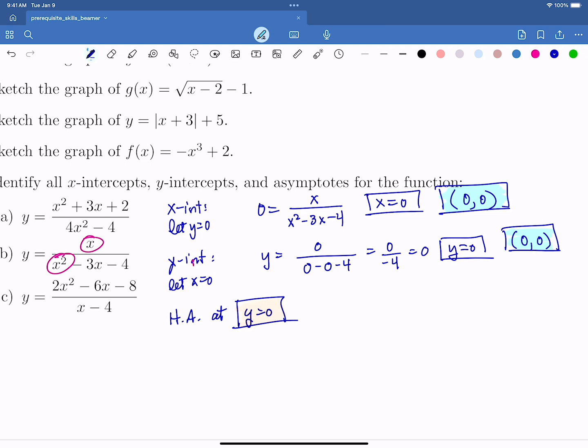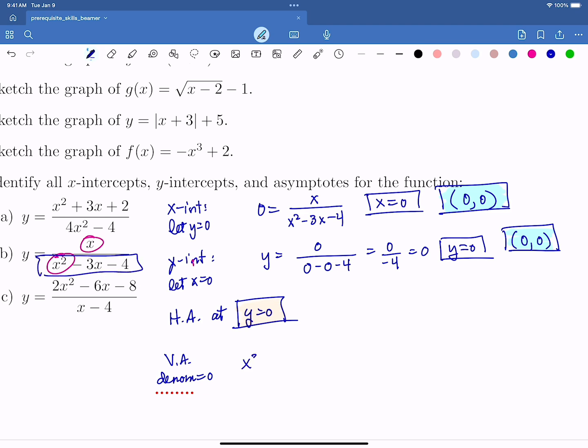Okay, and then for vertical asymptote, I set the denominator equals 0. X minus 4 equals 0. Solve, we get x equals 4. Does x equal 4 make the numerator 0? No, because when I set the numerator equal to 0, oh, I'm looking at the wrong equation. Wait, here's my denominator right here, sorry.